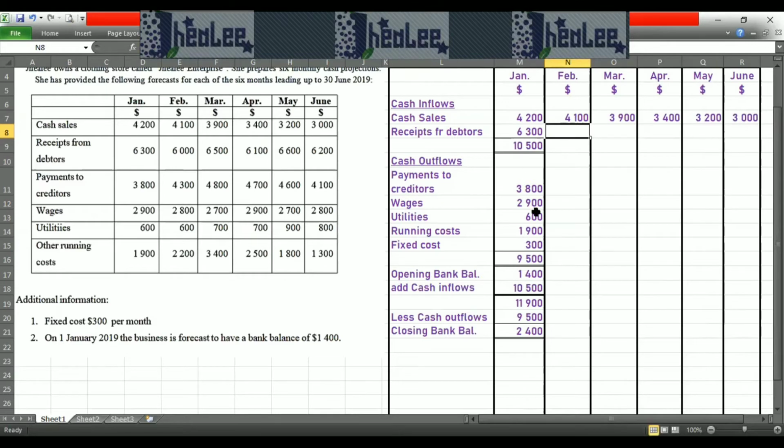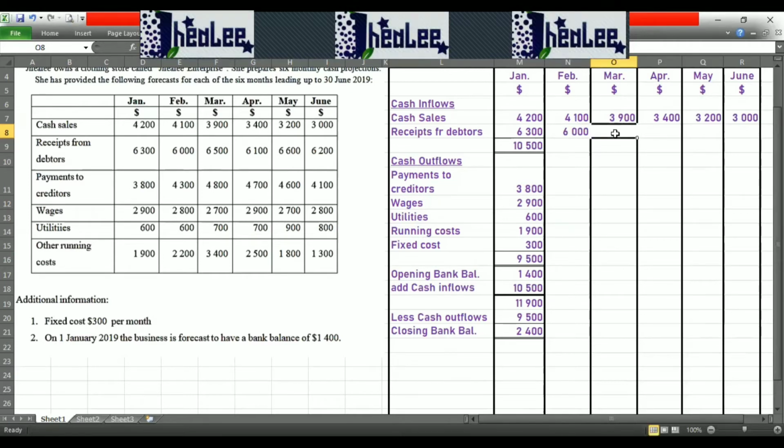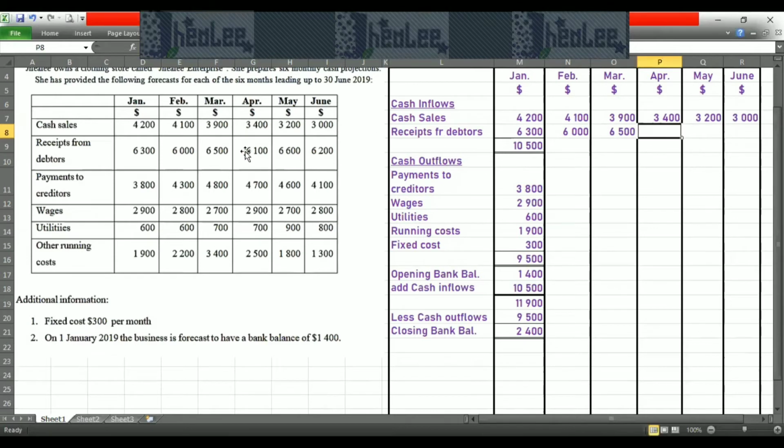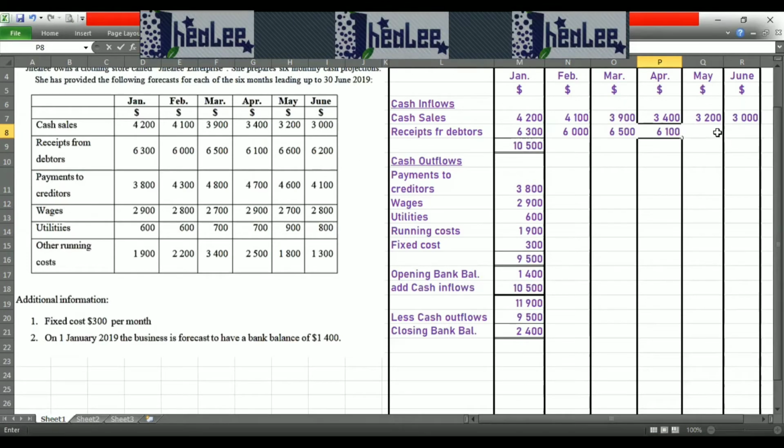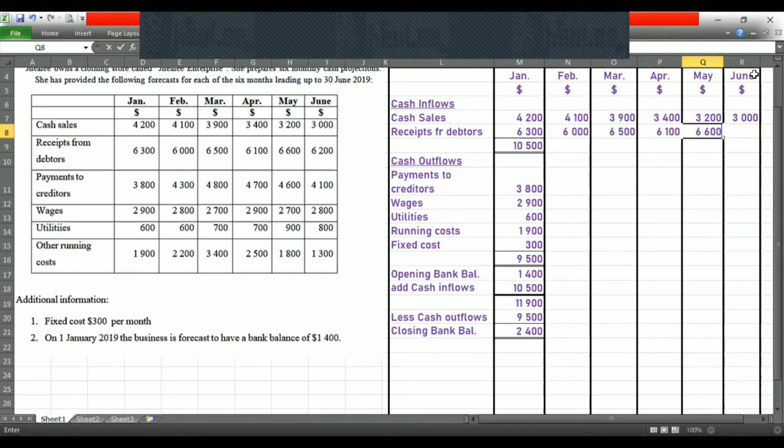Receipts from debtors, running across again, that's 6,000 for February. March, 6,500. For April, we're seeing 6,100. For May, that is 6,600. And for June, we have 6,200.